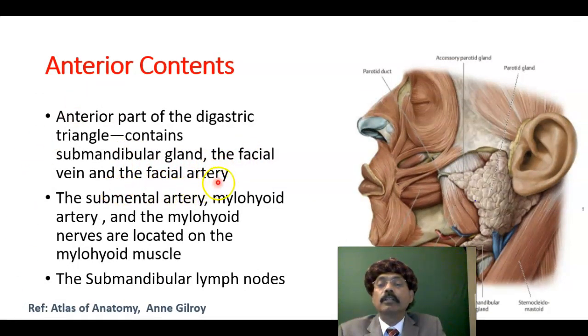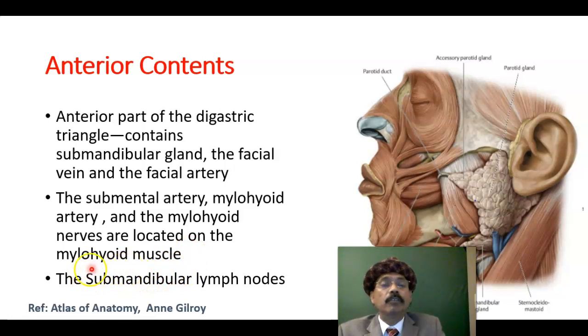facial vein, submental artery, mylohyoid nerve. Mylohyoid nerve is located on the mylohyoid muscle. We'll add one more, that is the hypoglossal nerve. We must add one more.